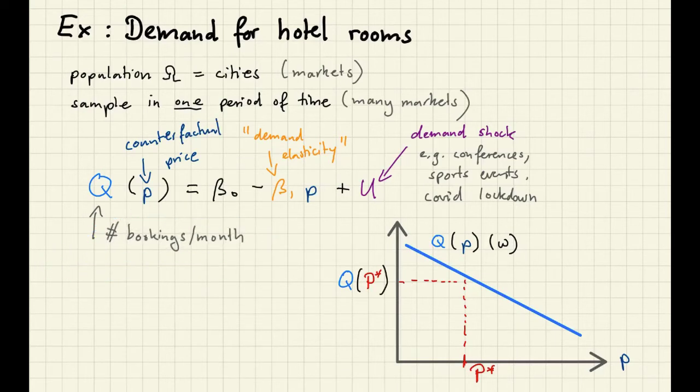Let's go back to the idea that we as researchers can assign prices. If we were able to do that, then we could run a randomized controlled trial, or an RCT. To run an RCT, we assign a randomized price P to each market.